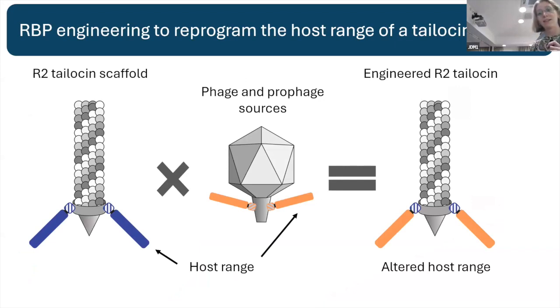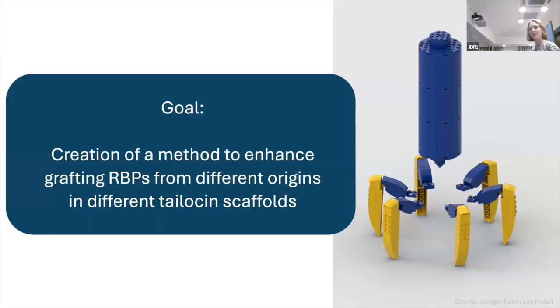The limitation here is that current engineering techniques are often not suitable for high throughput engineering. And the goal of my work is to overcome this limitation by the creation of a method to enhance grafting RBPs from different origins into different tailocin scaffolds.